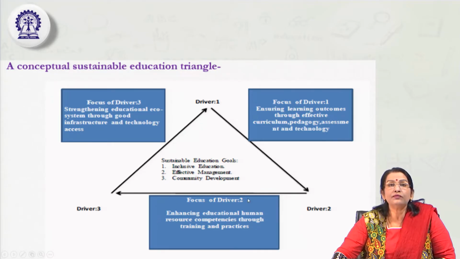That is the objective of driver 2, how to enhance the capacity of the human resources who are directly or indirectly related to the education system. Then the next, driver 3. So, when we are saying driver 3, it has the objective or the focus on strengthening the educational ecosystem through good infrastructure and technology access.